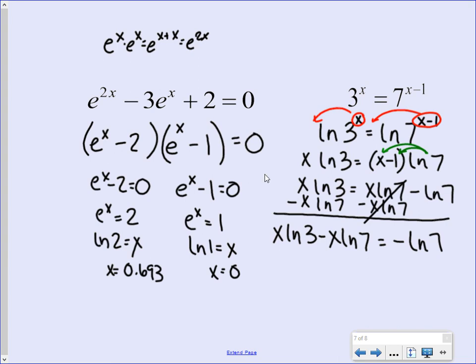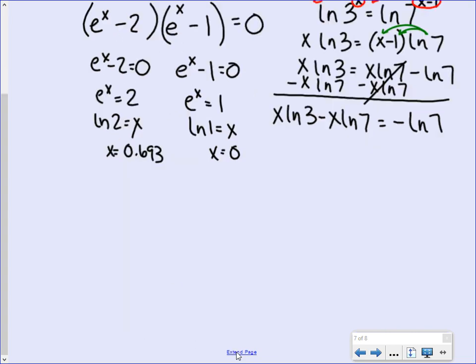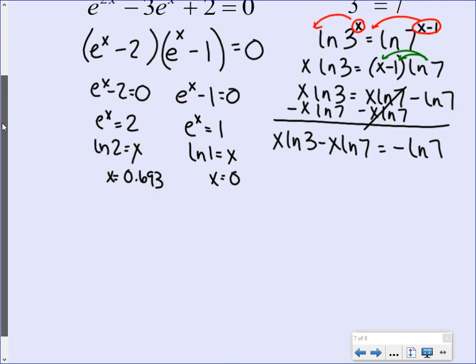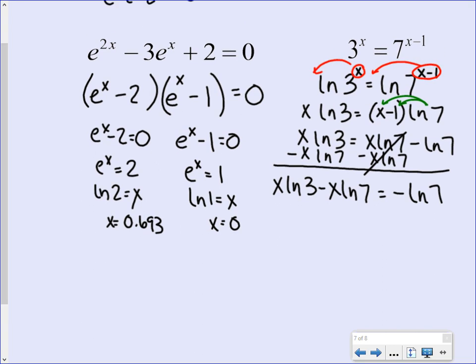What I can do on the right side now, and this kind of reminds me of chapter 1 when we were writing inverse functions for rational functions. What do both of these terms have in common? X. So factor out x. If that was 3x minus 7x, I could have factored out the x and done 3 minus 7 to get my 4. So they just happen to be natural logs. And now to get x all by itself, I just divide by that thing, right? Whatever natural log 3 minus natural log 7.